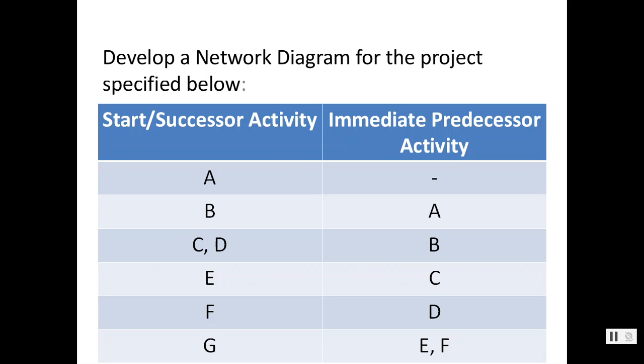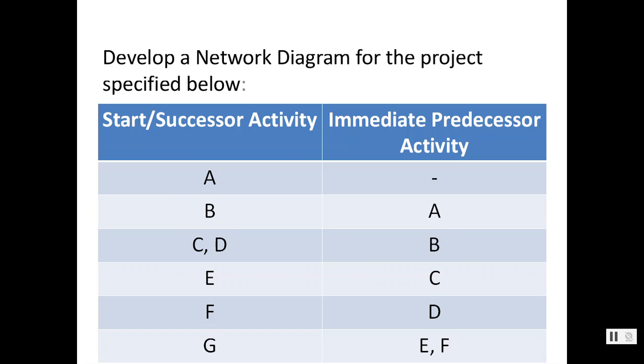So A is a starting activity always because it does not have any predecessors on the right side. Now B, C, D, E, F, G, these are successors. B is a successor of A, C and D are successors of B, E is a successor of C, F is a successor of D, and G is a successor of E and F. Or we can say A is the predecessor activity of B, B is the predecessor of C and D, and so on.